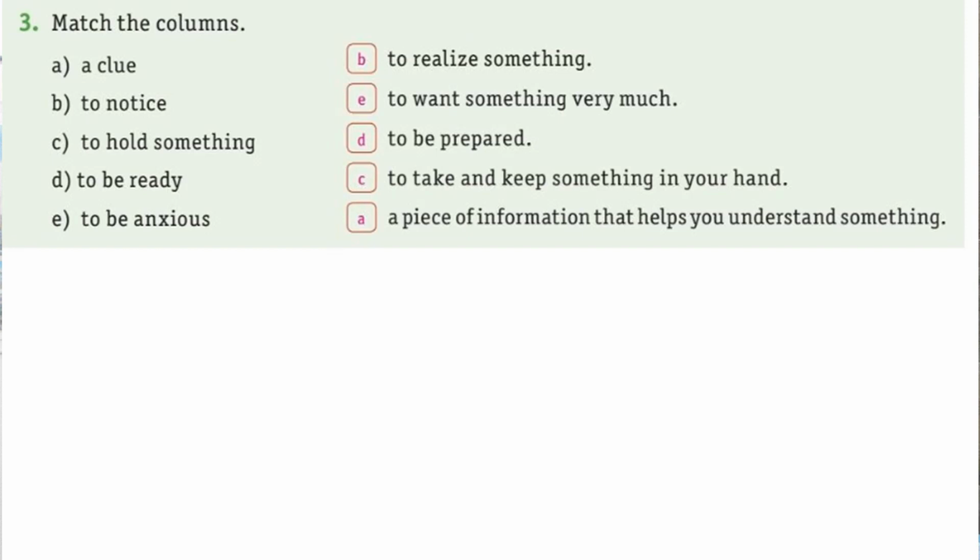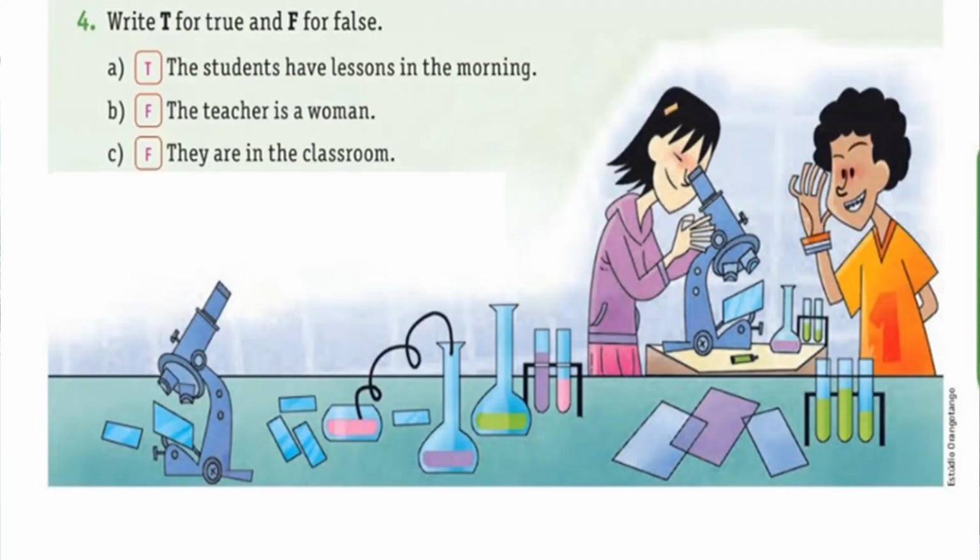Now we're going to have a very simple exercise, which is exercise number 4, and you're going to have only 3 items to be done. It's a true or false exercise, so you're going to have only 2 options to answer this exercise. So it's T for true, or F for false. The students have lessons in the morning. Mr. Philbos starts the conversation: Good morning. So I think this is true.